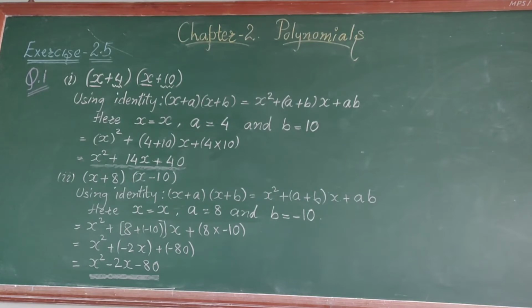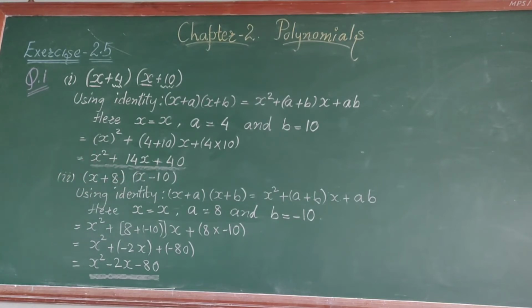Next, question number 2. (x + 8)(x − 10). Again, you can see that the first term of both the binomials is the same and the second term is different. So again, we use the identity (x + a)(x + b) = x² + (a + b)x + ab. First, let's compare the values. That is, x is given as x only, a is given as 8 and b is given as minus 10.